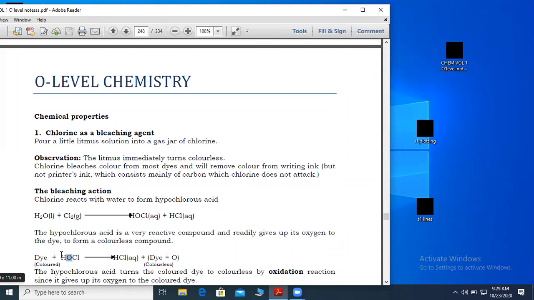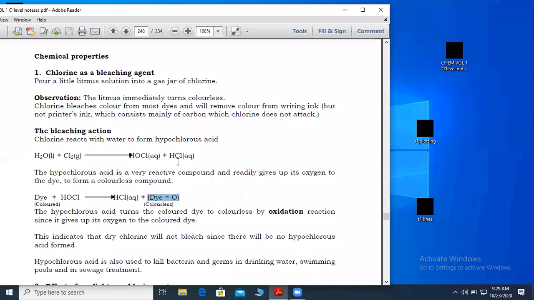So the hypochlorous acid, which we said is a yellow solution, will now turn to hydrochloric acid, which is colorless, because it has lost its oxygen to the dye. So the dye now gets the oxygen and is also now colorless, plus hydrochloric acid, which is also colorless. So if it is a solution, it turns colorless. If it is a dye, like a cloth material, it will turn white.